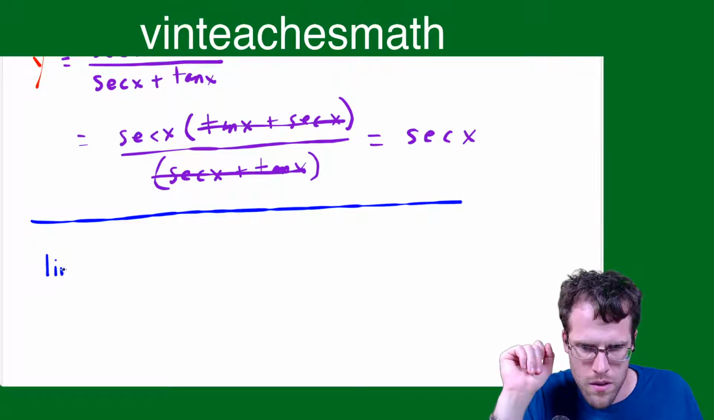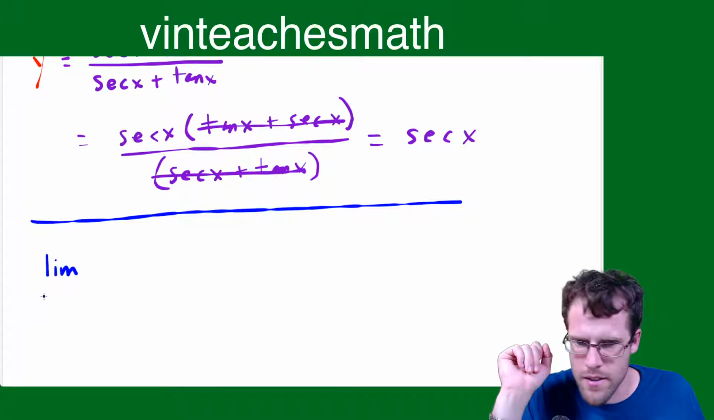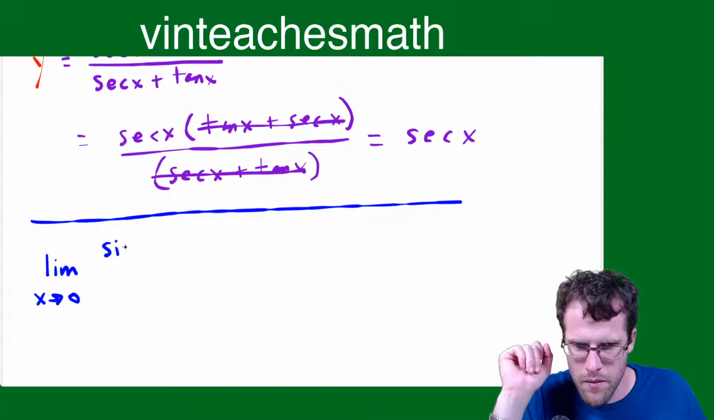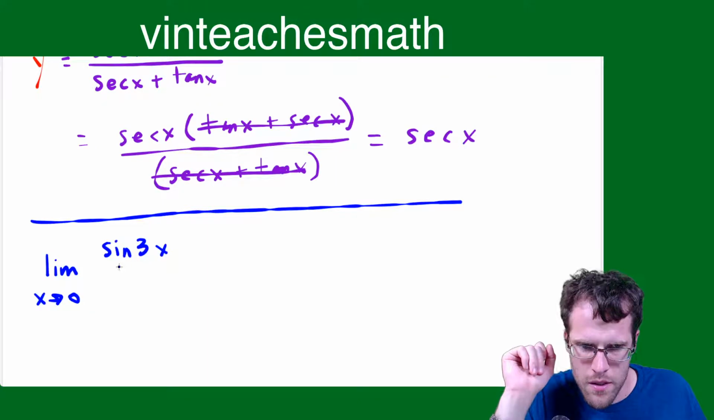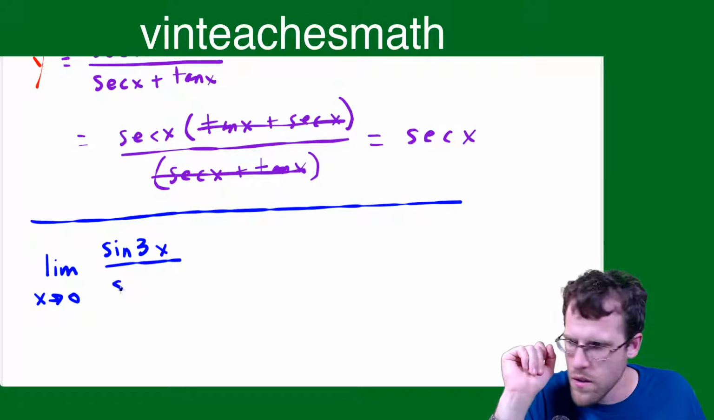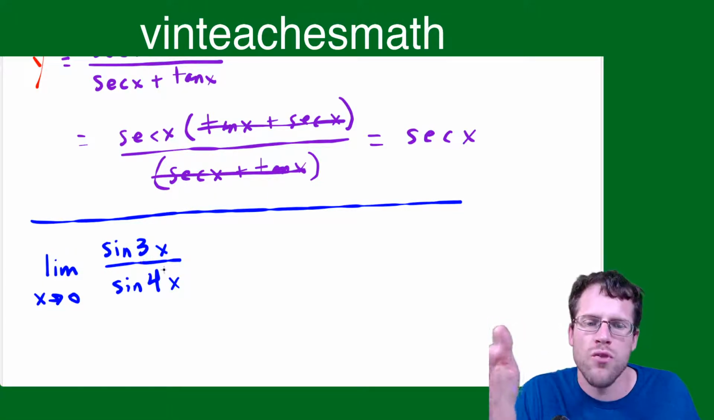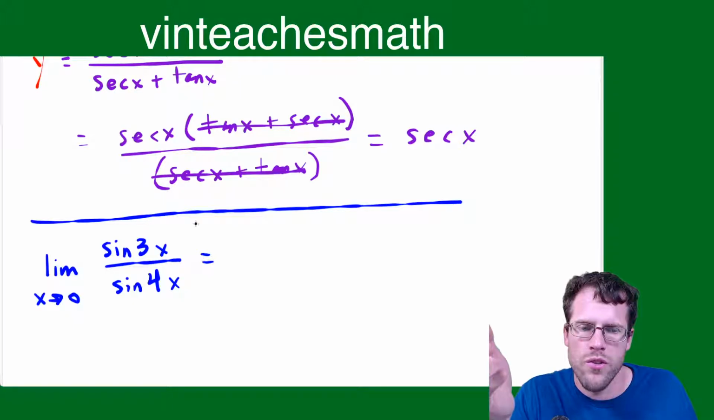So the limit as x approaches 0 of sine 3x over sine 4x. So if you plug in 0, you're going to get 0 over 0, which is indeterminate.